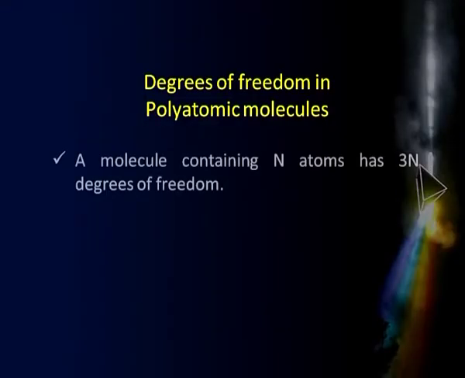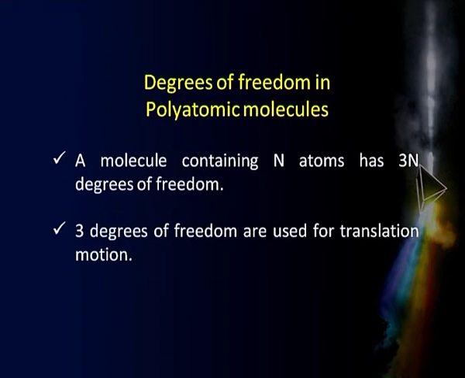Now, to make a case for that, suppose I have a simple polyatomic molecule, and let me see how many possible degrees of freedom it has. In general, any molecule having n atoms has 3n degrees of freedom. That means, if a molecule has 3 atoms, there are 9 degrees of freedom the molecule can have. Okay? So, that is the meaning of the statement here.